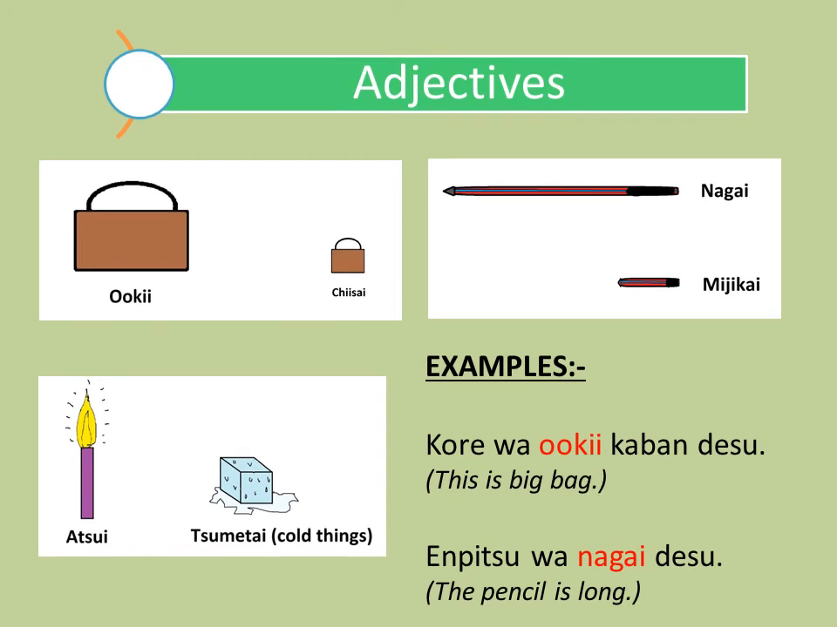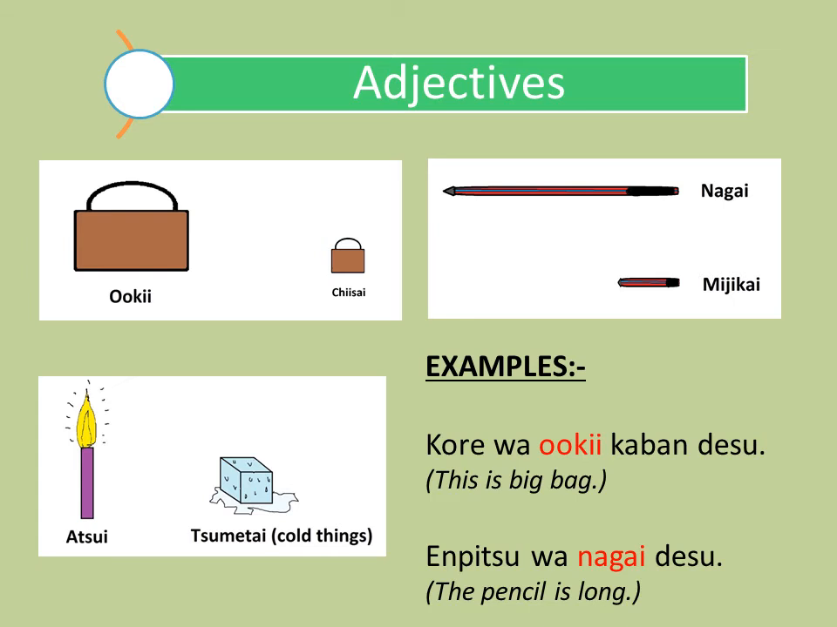Next up we have adjectives. Now what are adjectives? They are words which describe the quality of the nouns and pronouns. Examples I have given are big, small, long, short, hot, cold. Okay, so the first picture depicts two bags. One is big, one is small. So big means oki. The double O's and the double I's means there is a double sound or a long sound. Oki. Similarly, small means chisai.